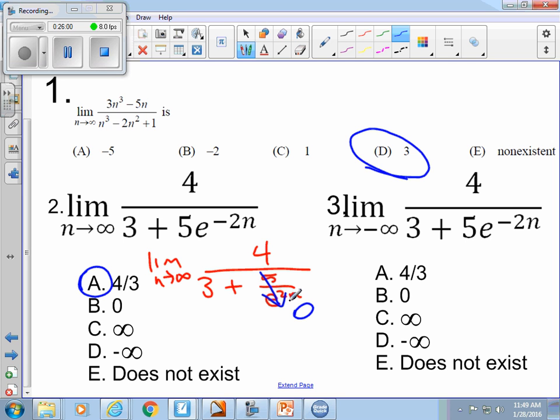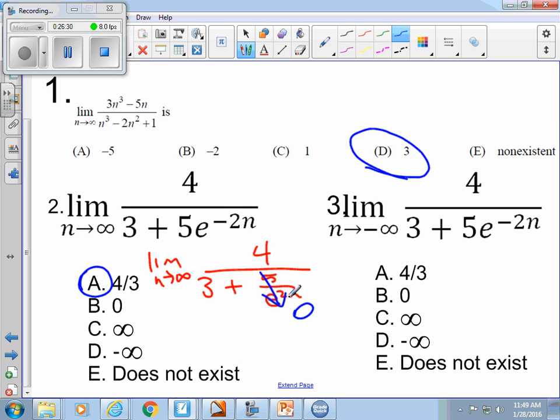So I rewrote it, and then I thought about what would happen if I plug in really big numbers. As I plug in really big numbers, 5 over e to the n gets close to 0. But what happens to e as I plug in really big numbers? It gets huge, and I divide by a huge number, which gets me a tiny number. So that little piece went to 0, which meant the only thing that was left was the 4/3.